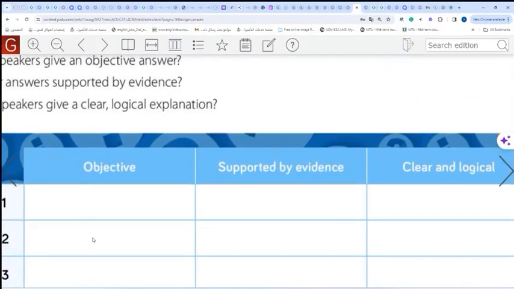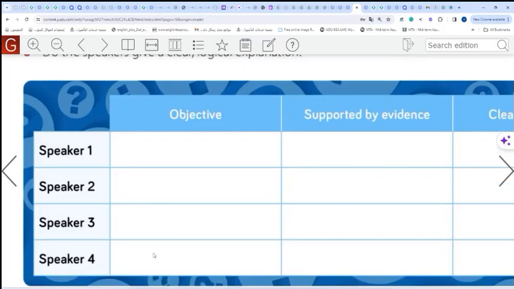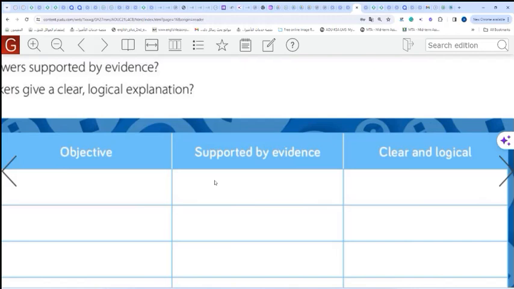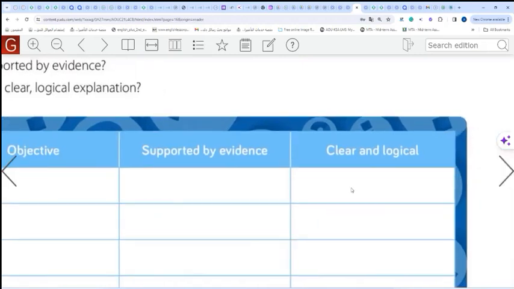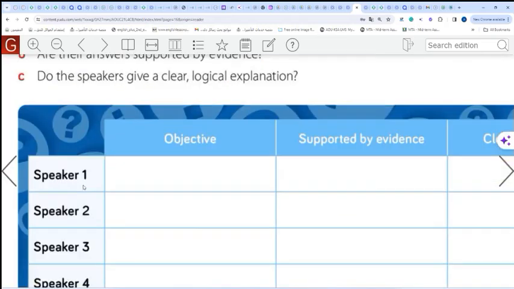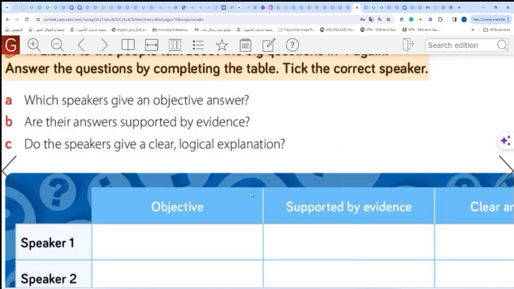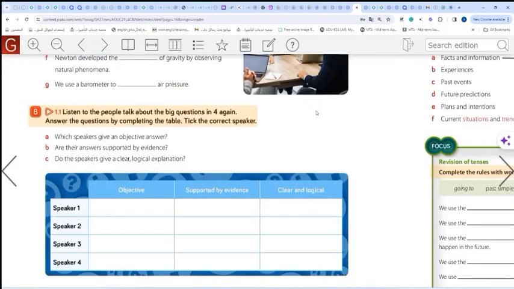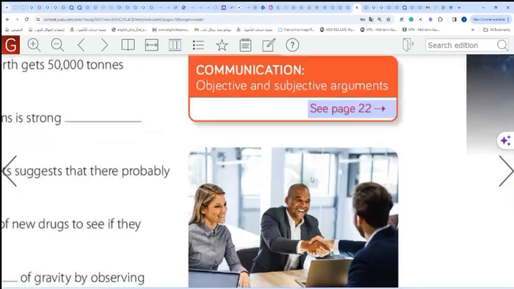Then you are going to decide, is speaker 1 or 2 or 3 or 4 objective? Is his or her argument or statement supported by evidence? Is it clear and logical? I mean, what he or she says. Okay, dear students, before trying to answer this exercise, we need to learn something more about objective and subjective arguments.